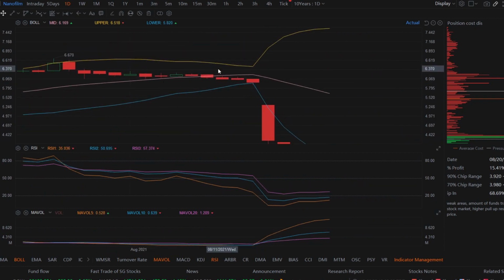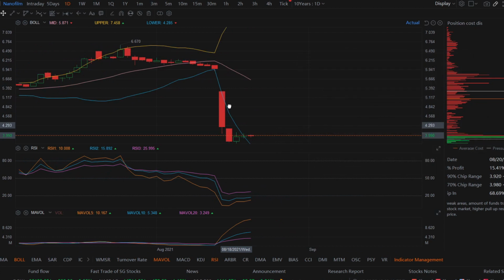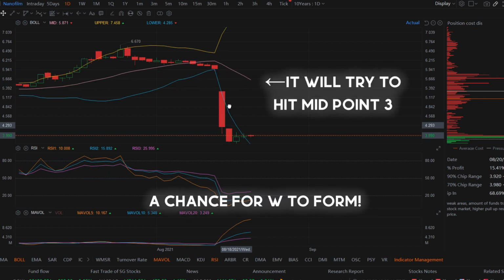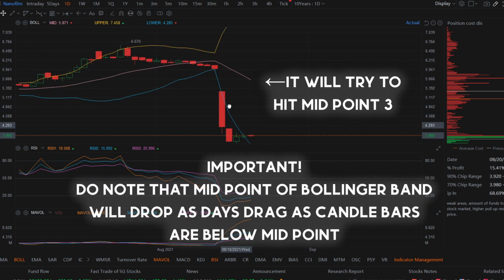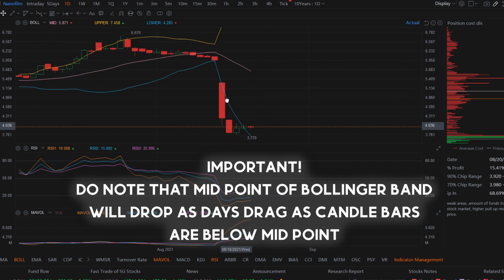Now this is forming a very big, what we call a mega bulge here, and it will typically try to go within the Bollinger Band very quickly, and then there will be a chance of a W forming, which also means it will try to hit midpoint here, then down, then up again. But do note that the midpoint will move down as more trading days drag on as the candle bars are below the midpoint. We cannot expect a very quick W forming. It sometimes will drag 3 months, 4 months, or even longer. So just like investing, it usually takes some patience.